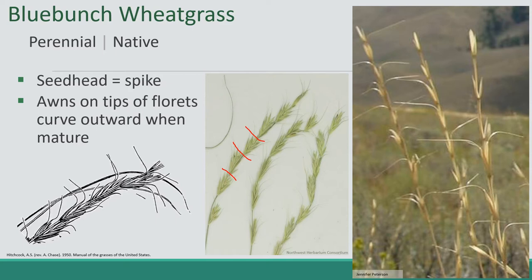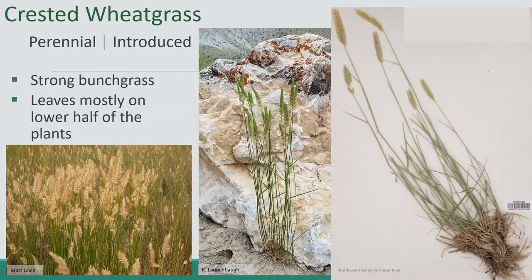It does have awns. Within each of those spikelets, there are several little florets, and each of those florets has an awn on it that curves out when it gets mature. When it's young, they're straight up, and then they curve out as it matures. So to know this plant, look for a bunch grass with leaves that go quite a ways up the stem, and then look for spikelets that are not overlapping and that have awns, and at maturity those awns curve out. Those are the main characteristics to remember blue bunch wheatgrass, which is an important perennial native plant.